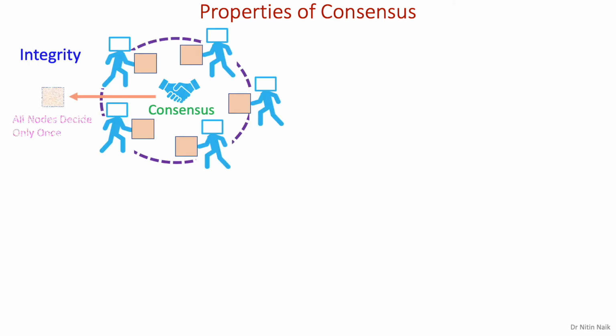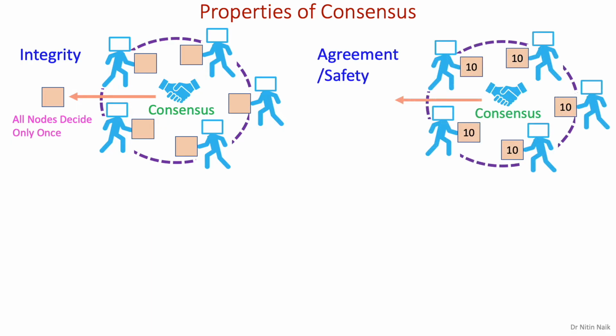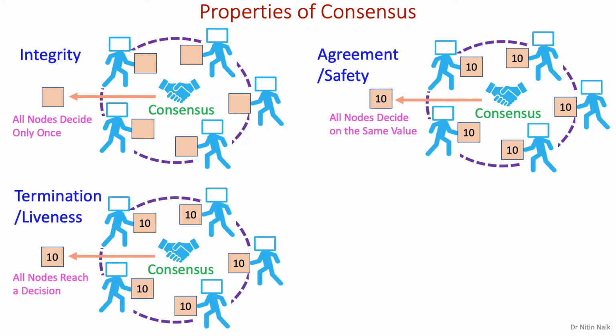First, integrity means that each honest or non-faulty node only decides once in a single consensus cycle. In other words, no node decides more than once. Second, agreement means that all honest or non-faulty nodes decide on the same value. In other words, no two nodes decide differently. Third, termination means that all honest or non-faulty nodes eventually reach a decision. In other words, all the nodes decide on a result or output value.